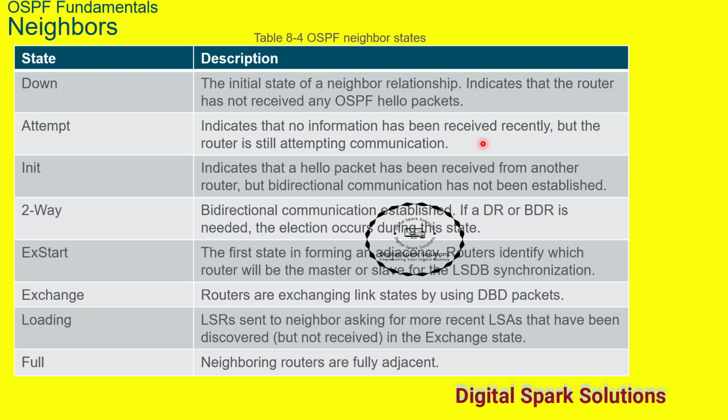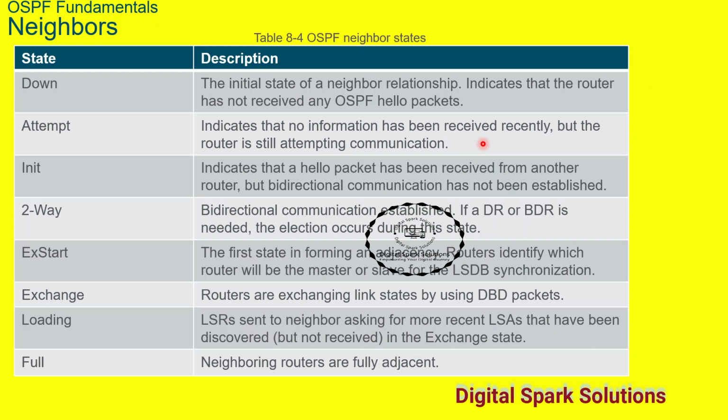Attempt indicates that no information has been received recently, but the router is still attempting communication. Init indicates that a hello packet has been received from another router, but bidirectional communication has not been established. Two-way is when bidirectional communication is established. If a DR or BDR is needed, the election occurs during this state.